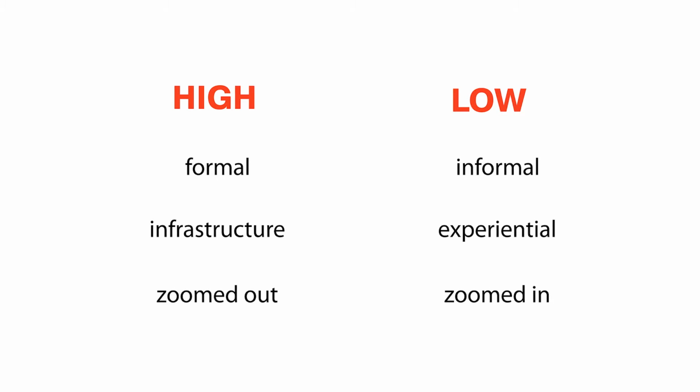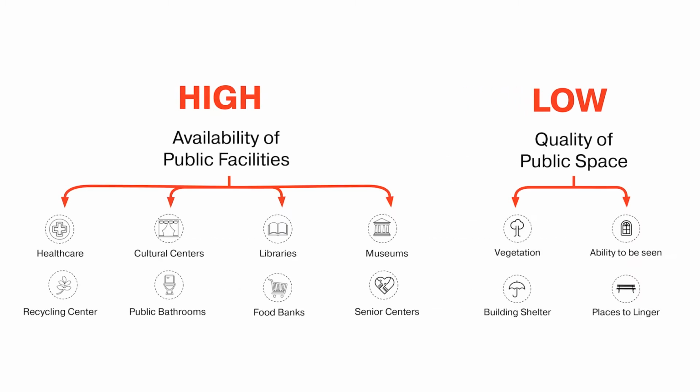Social activity was distinguished into high and low categories for analysis, high being formal city scale and low being at the informal street scale. Analysis at the high scale was completed by assessing the access of public facilities. Low-scale analysis was completed by rating qualities of the street environment.